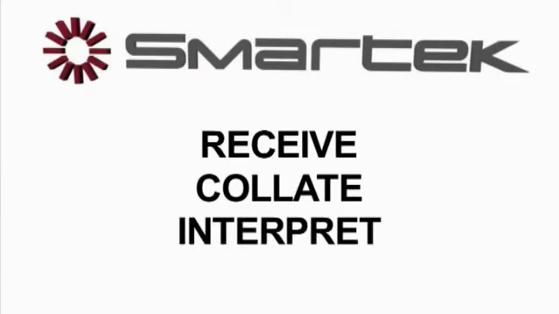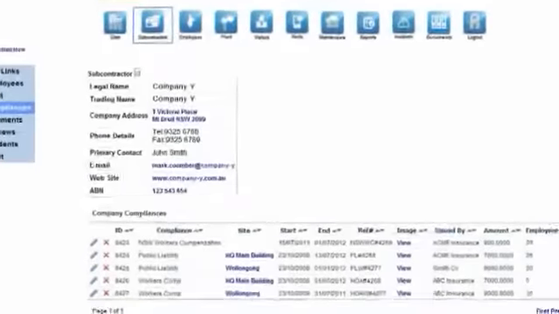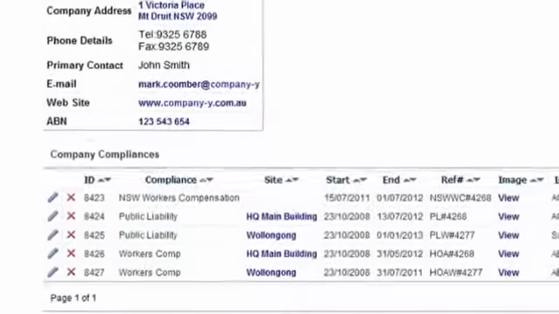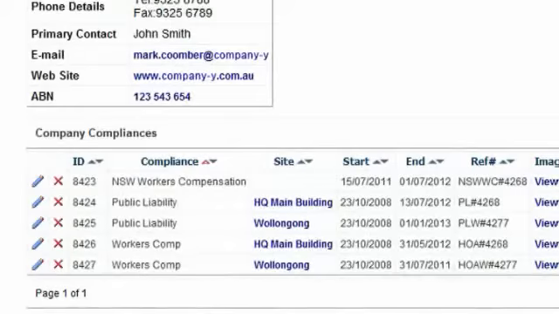Smartek will receive, collate, and interpret your critical contractor compliance and safety data and send a series of compliance alerts by email, where and when required. With Smartek, you should never have an expired contractor compliance issue. Smartek focuses on making compliance simple.